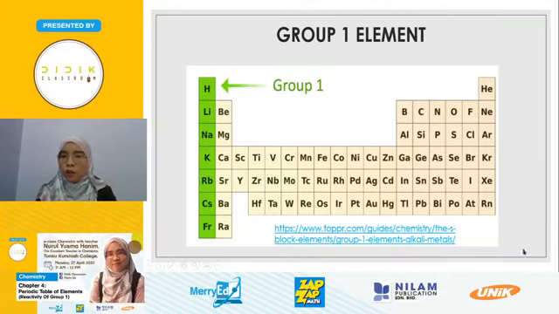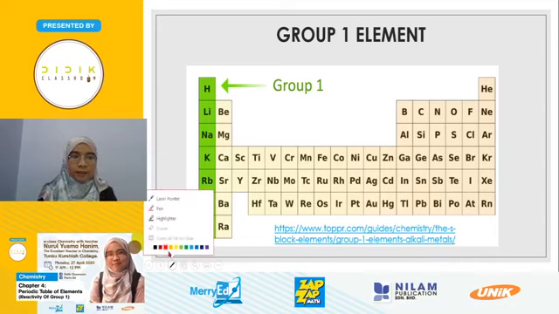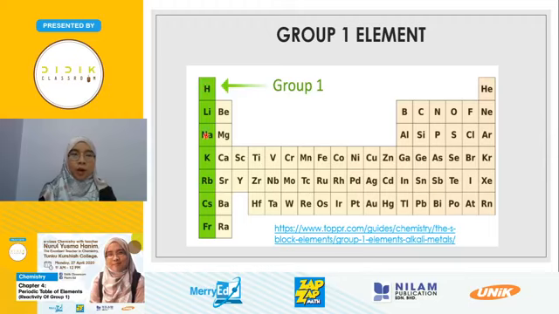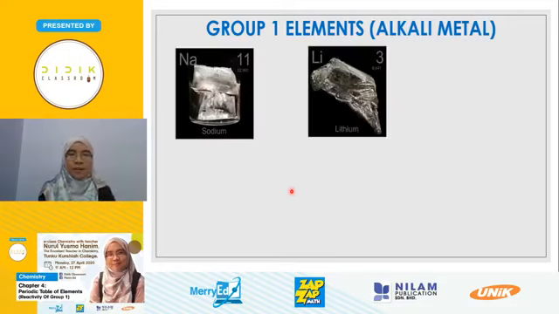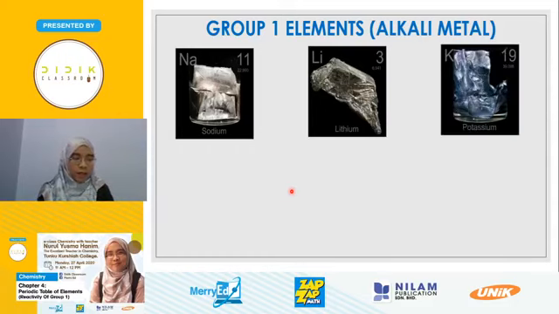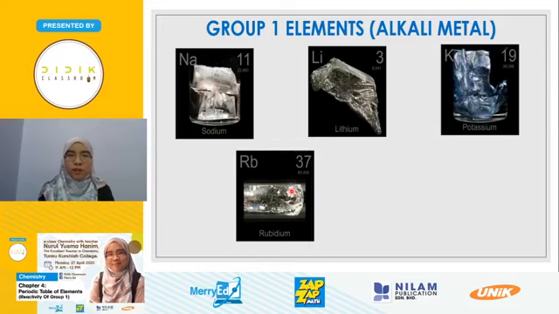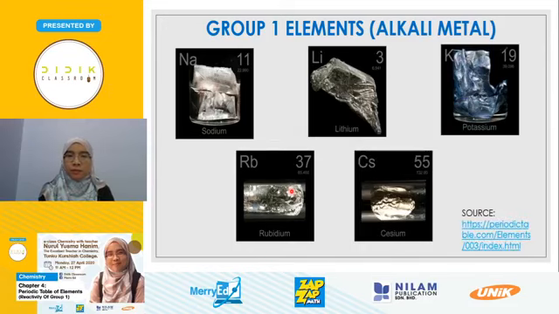First of all, you need to know what is a group 1 element. Okay, group 1 elements are on the most left side of the periodic table. And this is how sodium looks like. And this is lithium. This is potassium, rubidium, and cesium.